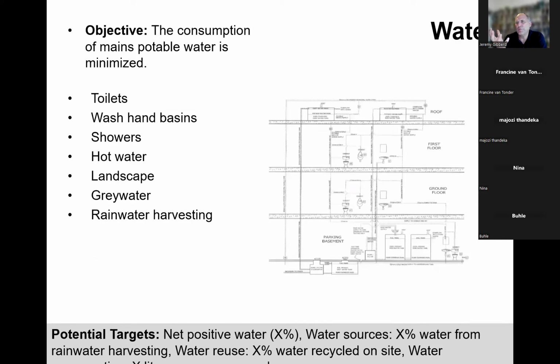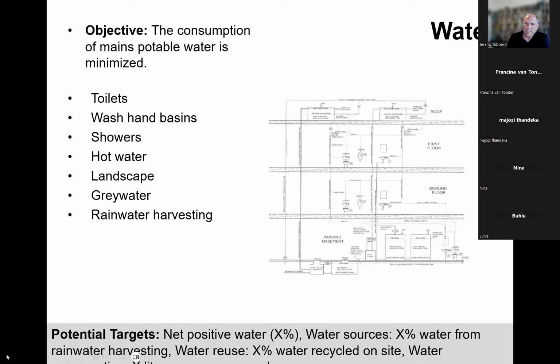So you're trying to minimize your water consumption from main supply. So you want it to be very efficient and ideally get a good proportion of your water, maybe all your water from rainwater harvesting, and have very efficient toilets, wash hand basins, showers, landscaping, maybe have a grey water system where you take all of the relatively clean water and use it for irrigation or use it for toilets.